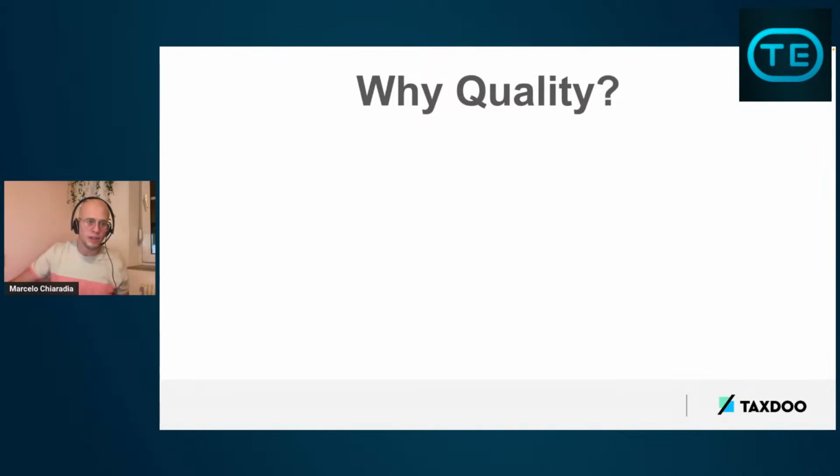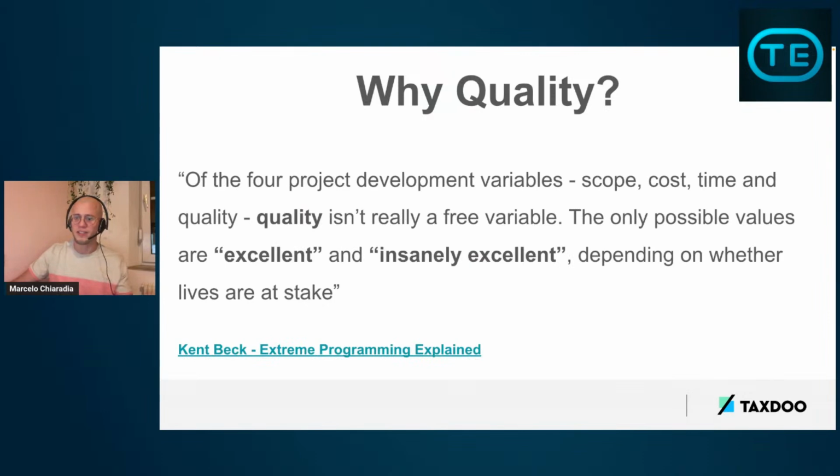Here I agree with what Kent Beck says. This is a quote from the Extreme Programming Playbook. Of the four project development variables, scope, cost, time, and quality, quality isn't really a free variable. The only possible values are excellent and insanely excellent, depending on whether lives are at stake. I think he totally nails it. If you want to be able to release often in small batches, you need quality.